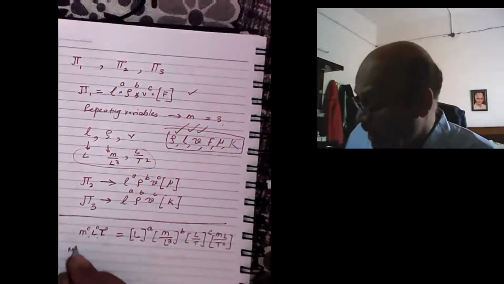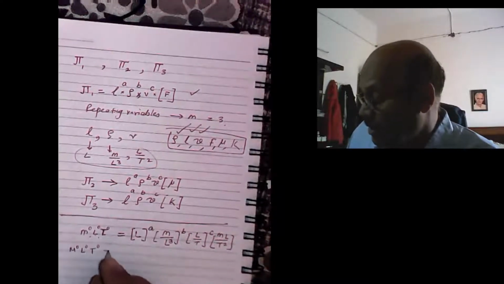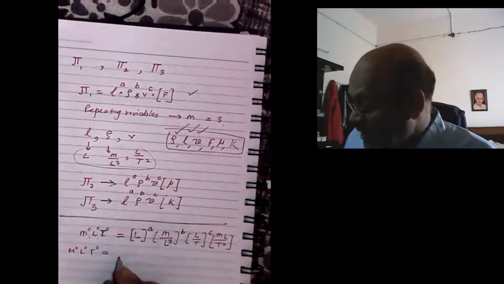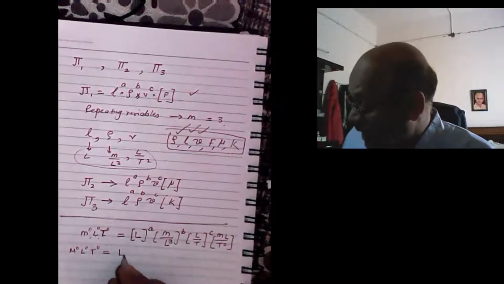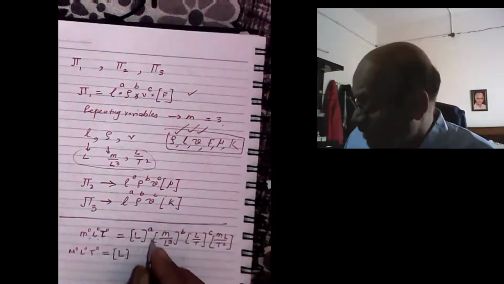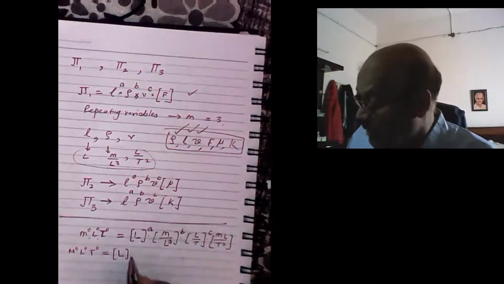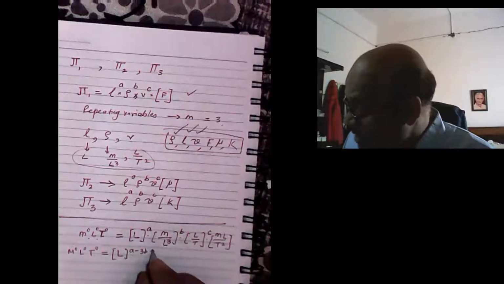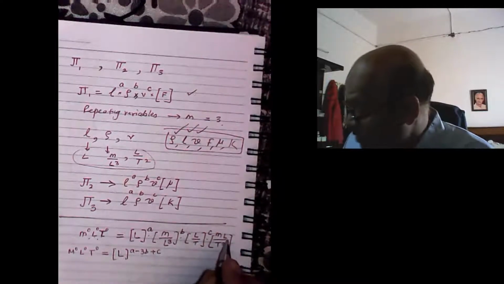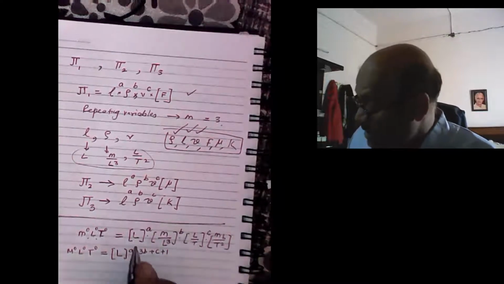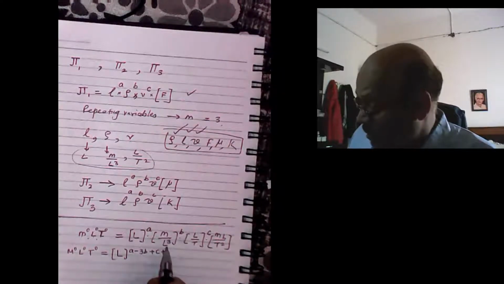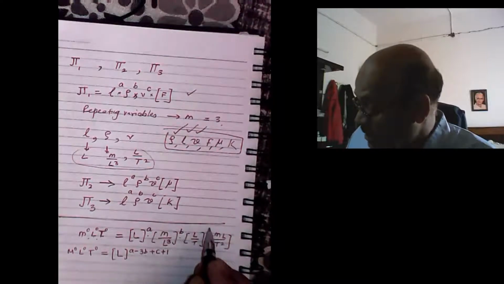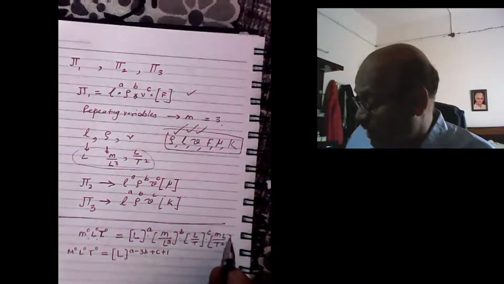Let me do it. M^0 L^0 T^0 equal to, take L to the power, this is because they have multiplication terms in between. So a minus 3b plus c plus 1. Look at this. L raised to the power a. This is L raised to power minus 3b. This is L to the power c. And this is L raised to power 1.